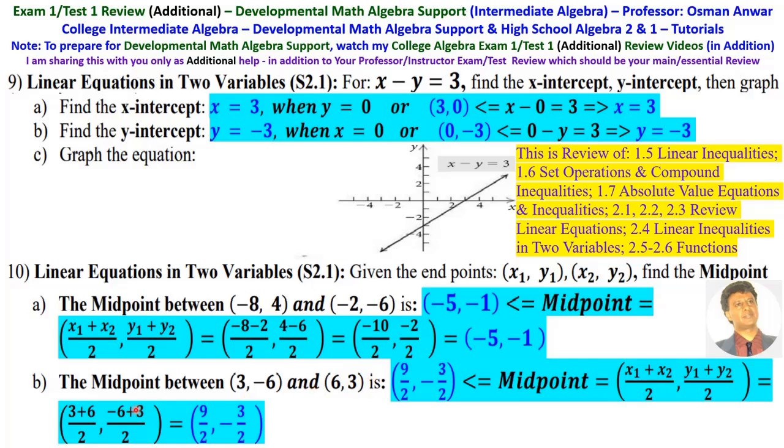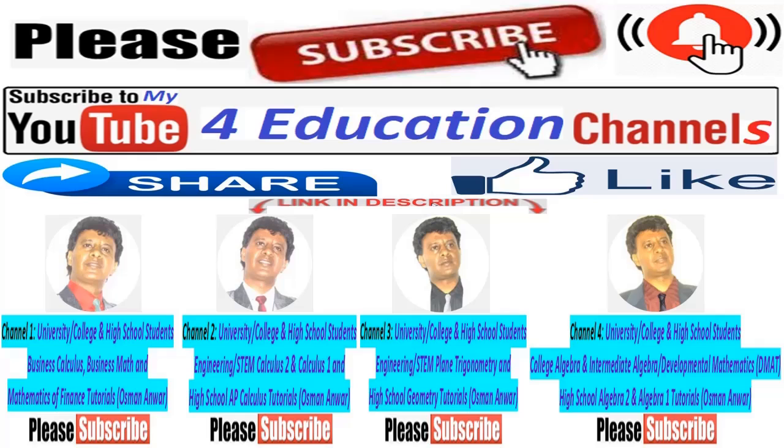Then the midpoint is 3 plus 6 over 2, minus 6 plus 3 over 2, which is 9 over 2 and minus 3.